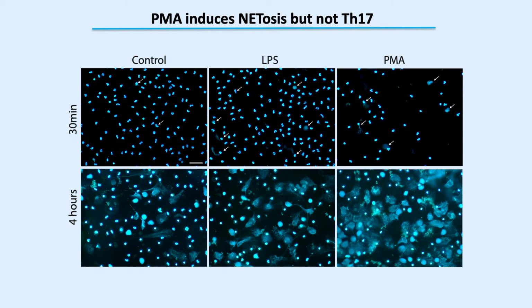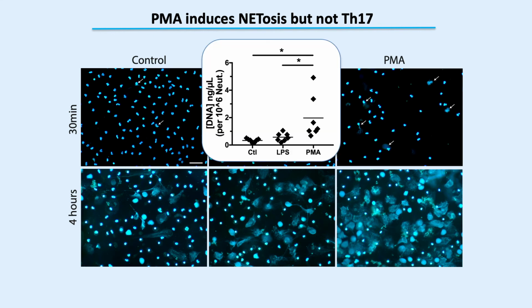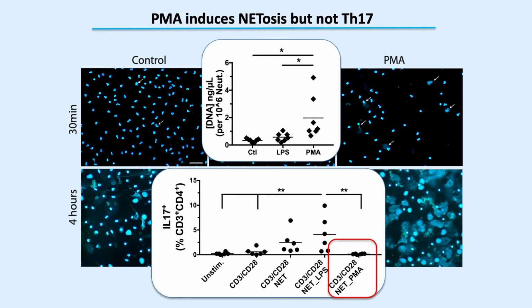There's two kinds of netosis, which I'm going to show you, but we were asked to make nets in more than one way by our reviewers, so we finally did. And what happens is that both PMA and LPS will make neutrophils turn into nets. In fact, PMA is actually better at this than LPS. And yet, when we make our nets with PMA instead of LPS, we completely lose the ability to polarize Th17 cells.